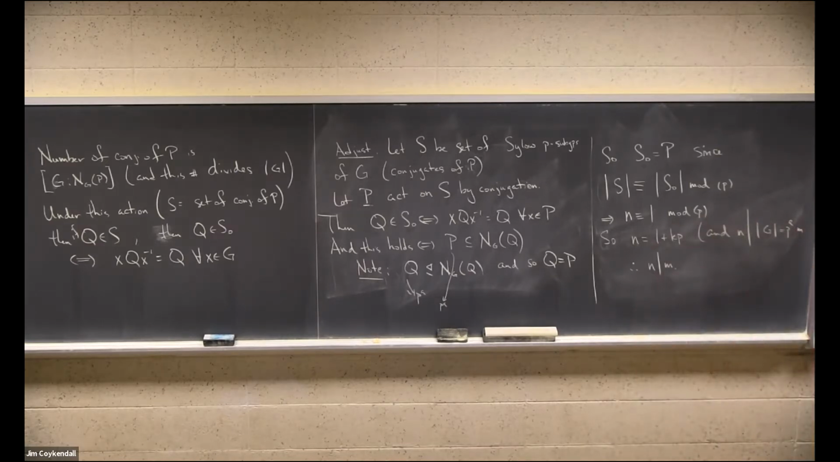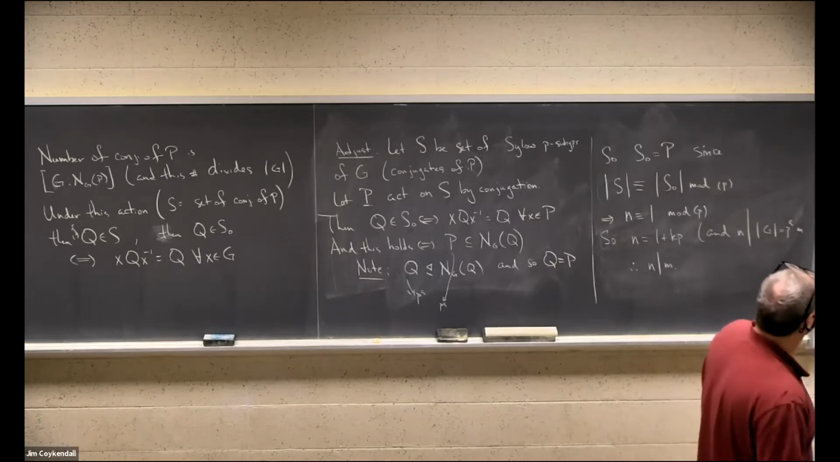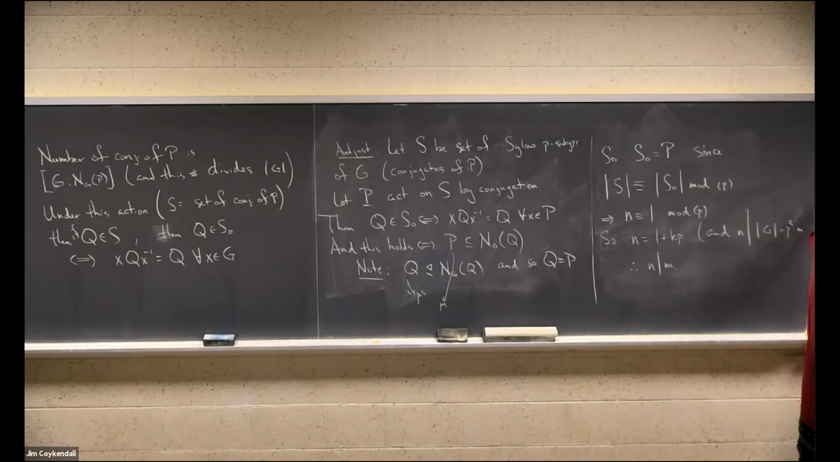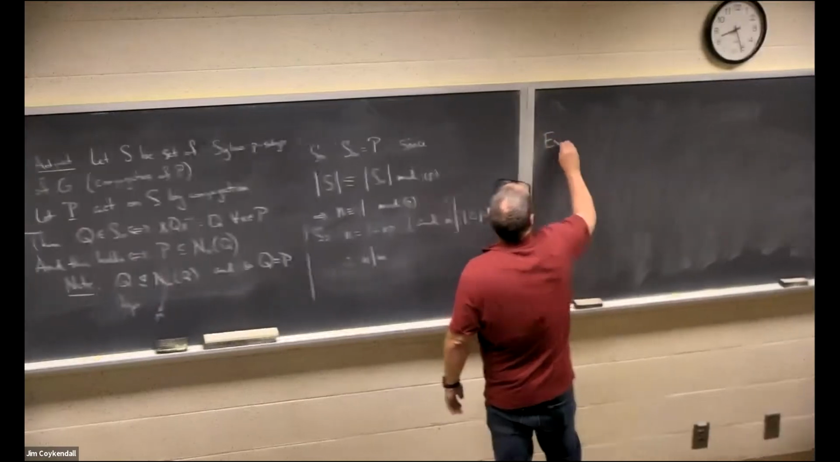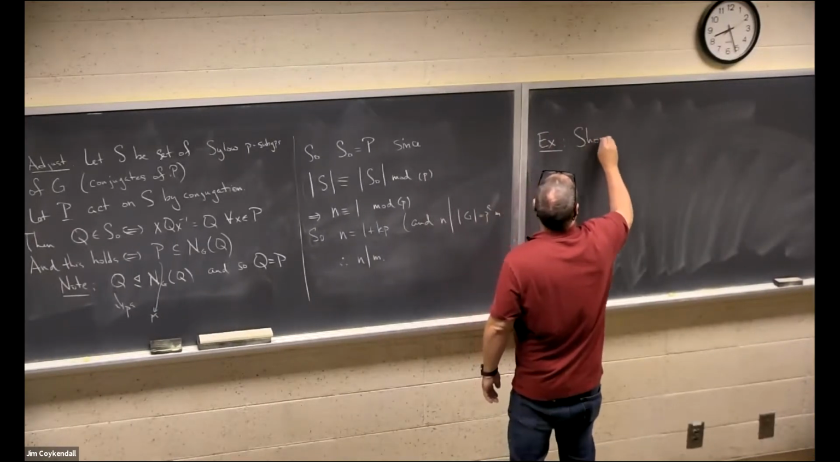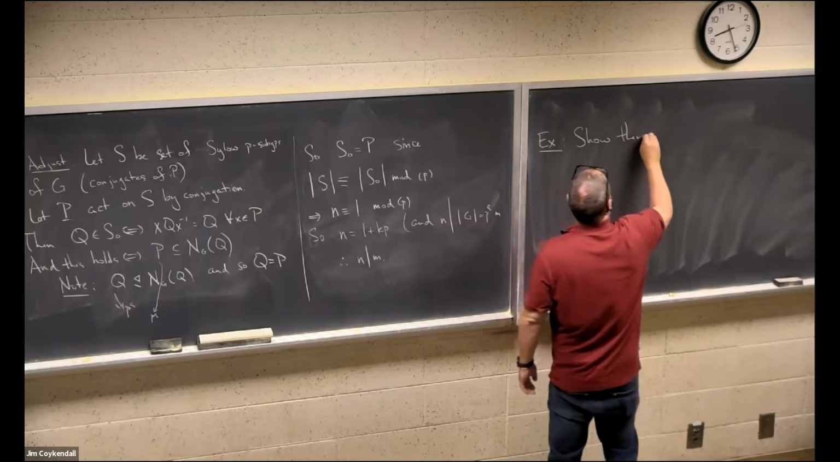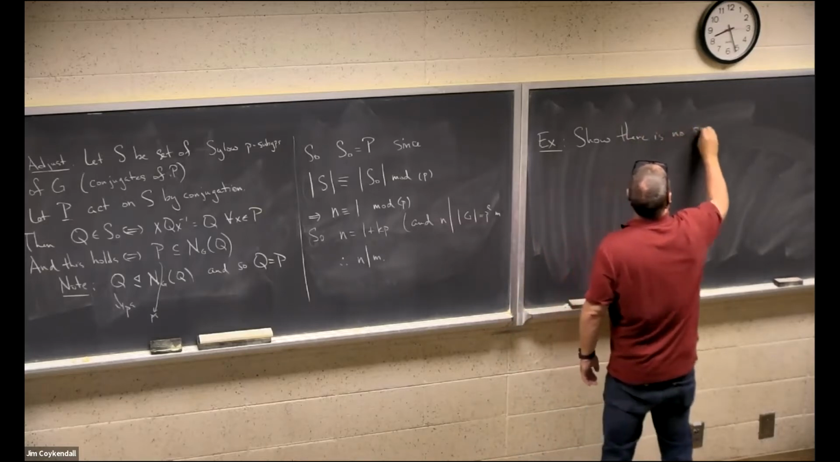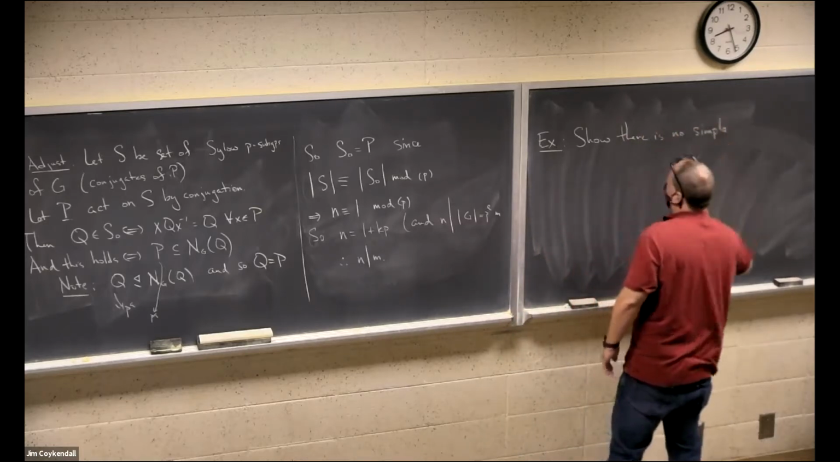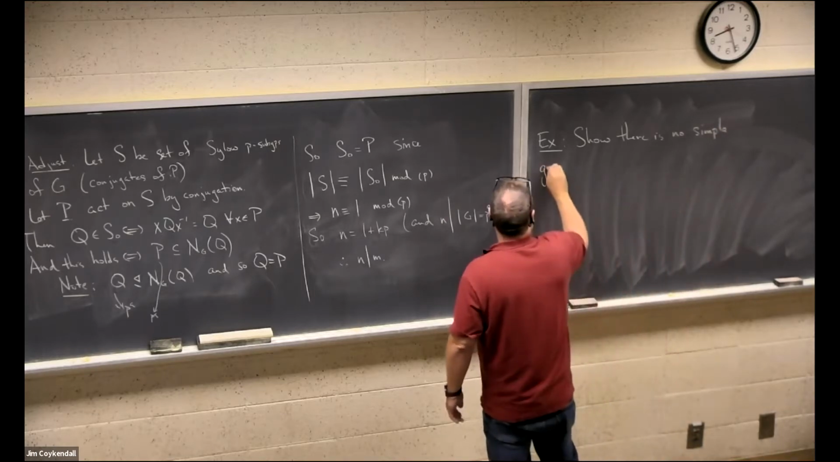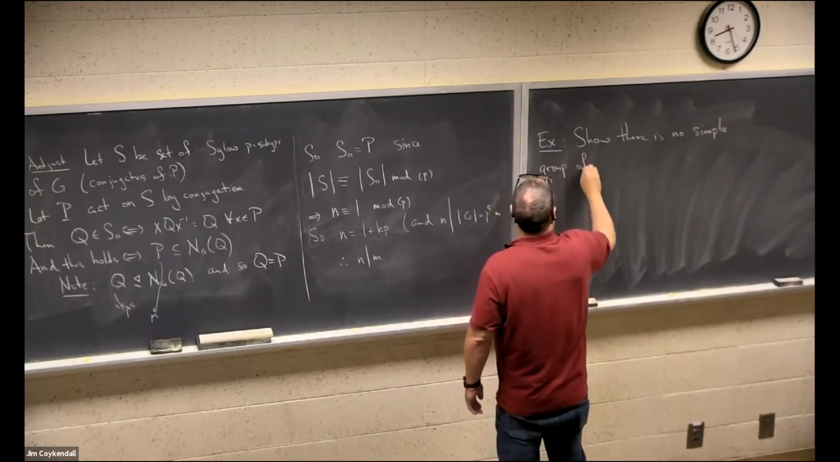Okay. How about a more sophisticated one? Let me ask you this as well. Did you all understand the examples that we went through last time when we were doing the counting and all this? Let me give you one that's got a little bit more oomph to it. Example: show that there is no simple group of this order.